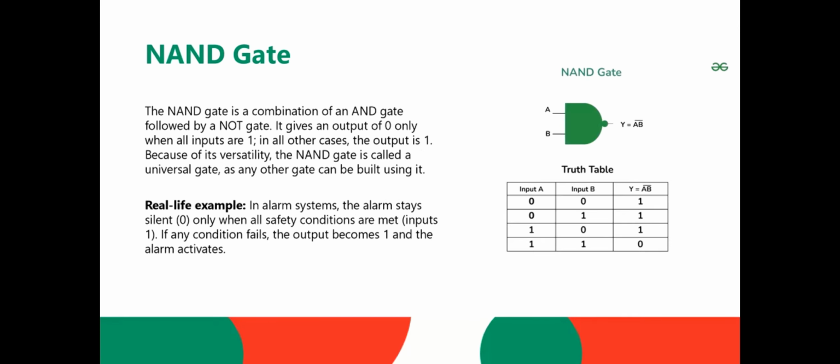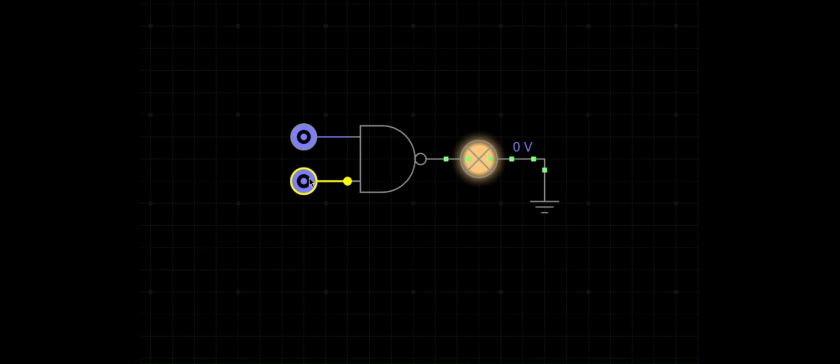NAND gate. The NAND gate is a combination of an AND gate followed by a NOT gate. It gives an output of 0 only when all inputs are 1. In all other cases, the output is 1. The NAND gate is also called a universal gate, as any other gate can be built using it. The truth table: 0 0 gives 1, 0 1 gives 1, 1 0 gives 1, 1 1 gives 0.